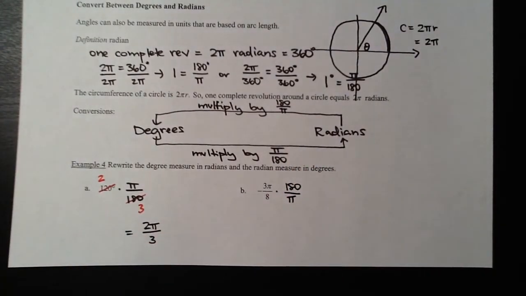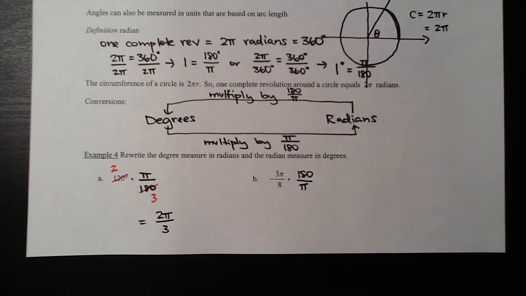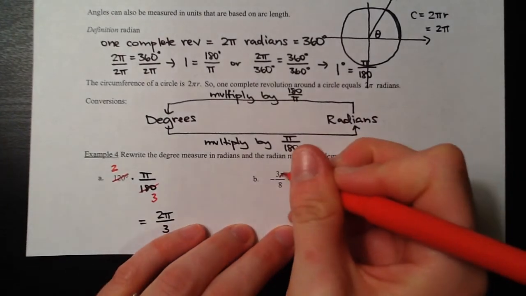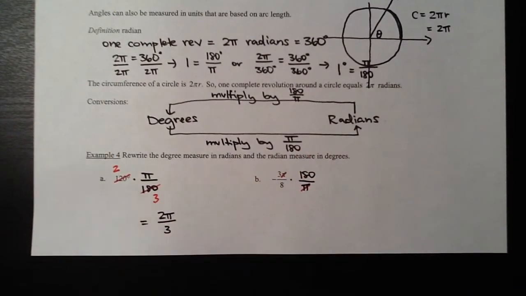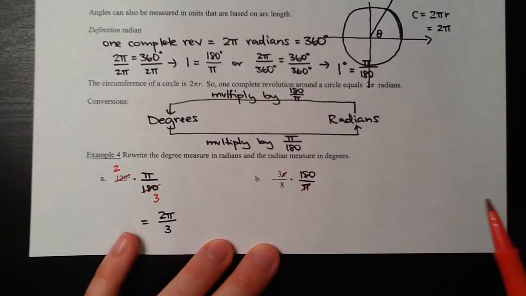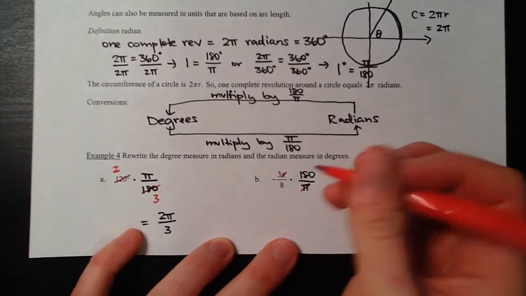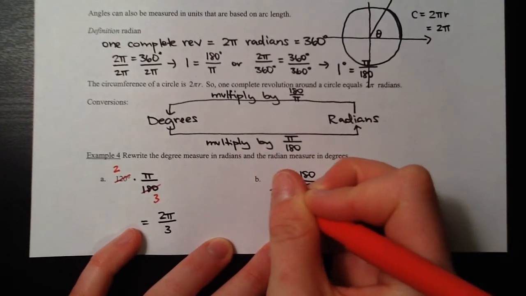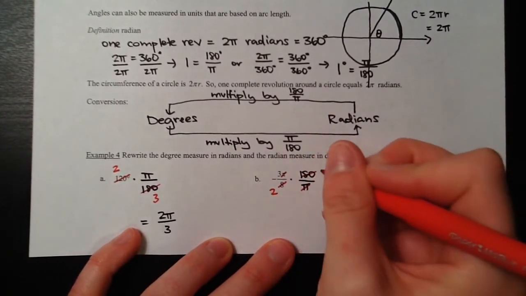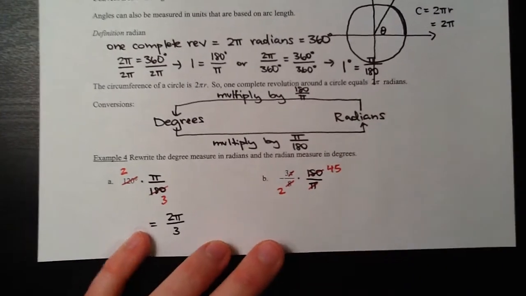And then exact same thing as I did with part A. Anything you can reduce down, you're going to do that. So notice these pi's are going to cancel, which is what gets me into something that looks more like degrees. And then 180 and 8, they are both divisible by 4. So if I divide this by 4, I'm left with 2. If I divide this by 4, I'm left with 45.